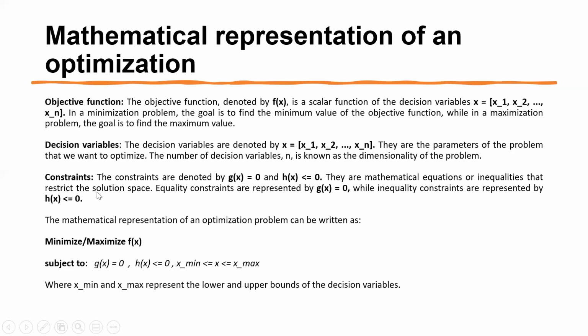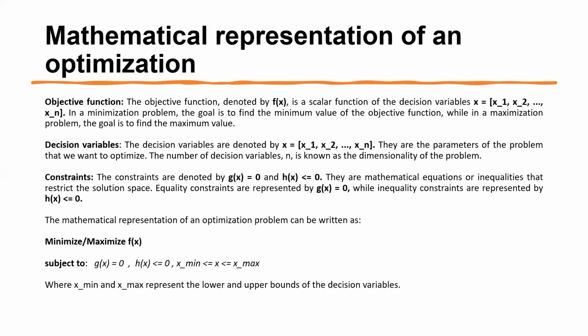And the constraints are denoted by g of x and h of x. They are mathematical equations or inequalities that restrict the solution to a space. That is how they form a bound. So g of x and h of x is how we represent the constraints.